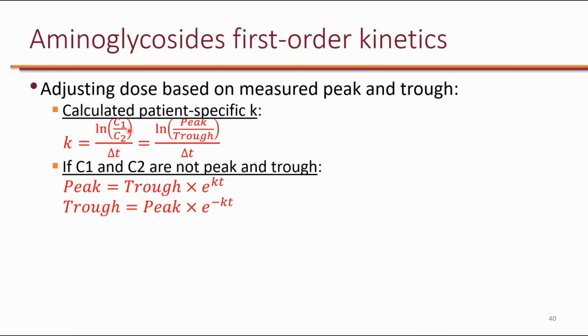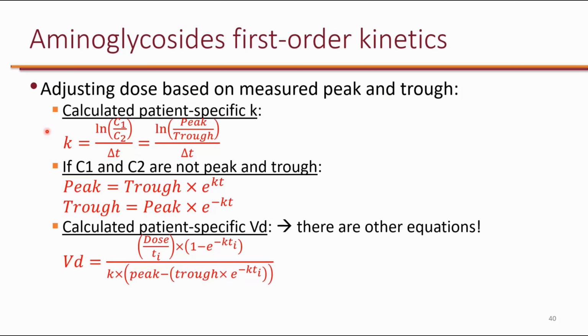Of course, if C1 and C2 are not true peak and trough, you can actually extrapolate. So you can say the equation is peak equals trough times e to the KT, or another way of saying it is trough equals peak times e to the negative KT. Again, these are all the same equation. It's just a matter of rearranging them to get what you're looking for.